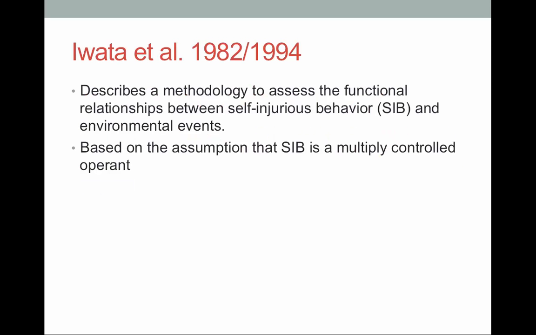So I wanted to talk about some of these, and I'm going to start with the first one, which was the Iwata article that was originally published in 1982 in Analysis and Intervention in Developmental Disabilities, but that's a journal that became defunct, and not a lot of people actually read it, so it was republished again in 1994 in JABA, and that's probably where you might see it more likely at this point.